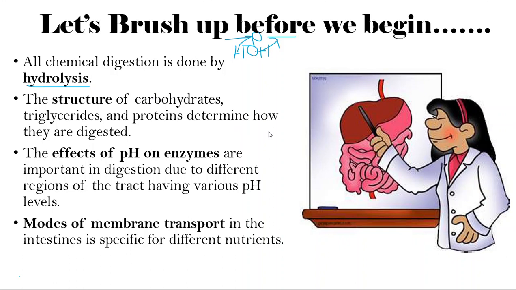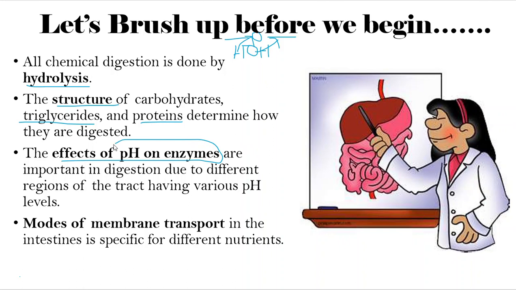How exactly we process this, our digestion, is going to depend on the structure. Carbohydrates, which are chains of sugars, triglycerides, which are fats, and proteins are shaped differently and have different groups attached to them, and so they go through a slightly different process.